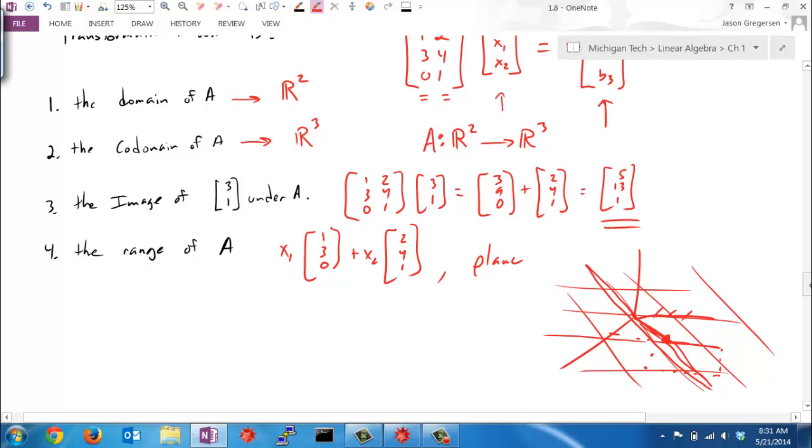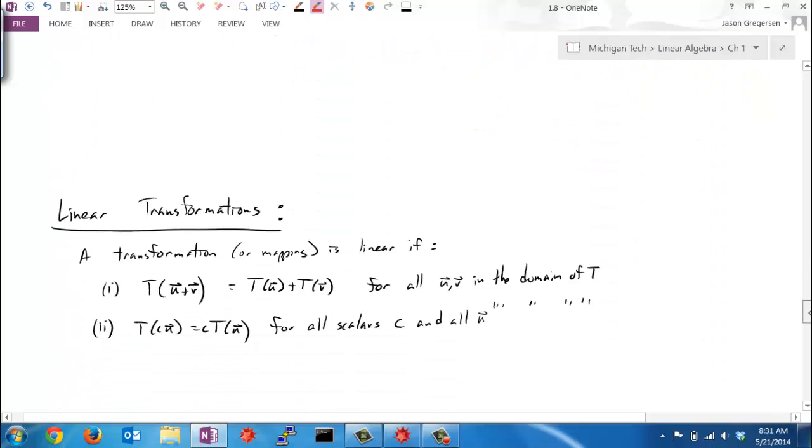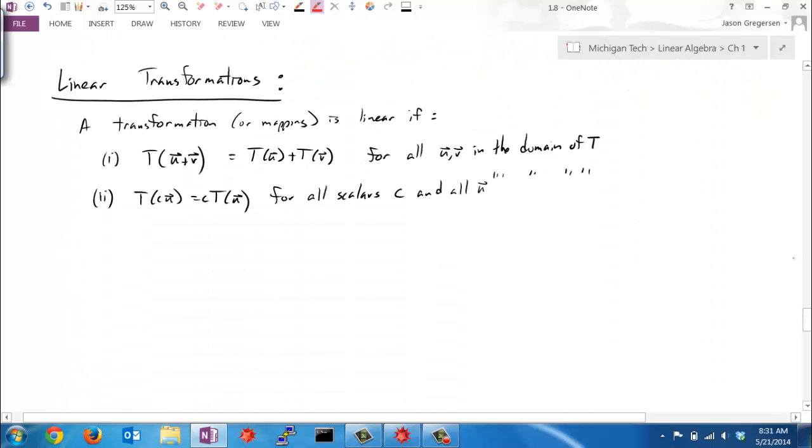All right, so now let's talk about linear transformations. All that stuff we were just talking about applies to transformations in general. But now we want to talk about linear transformations as a subset of all the transformations. The transformation, or mapping, is linear if the following two conditions are satisfied. So these are the conditions for a transformation to be linear.